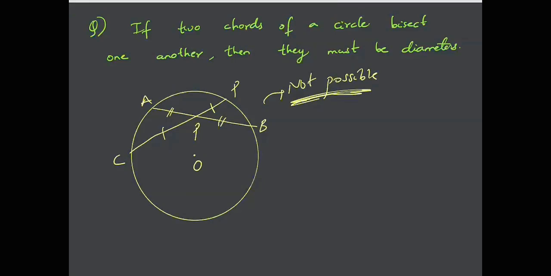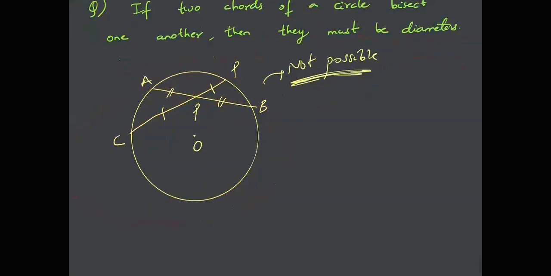This question is saying that if two chords of a circle bisect one another, then they must be diameters, right? That is, if the chords are not diameters, then they can't bisect each other. So this case is not possible itself. This is what this question is trying to say. So let us try to prove this.